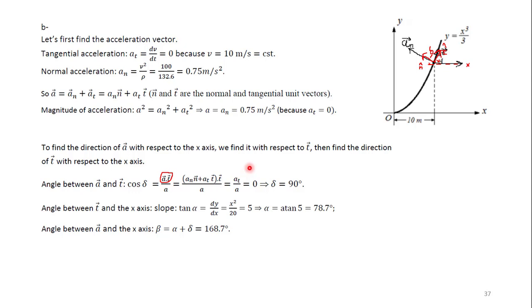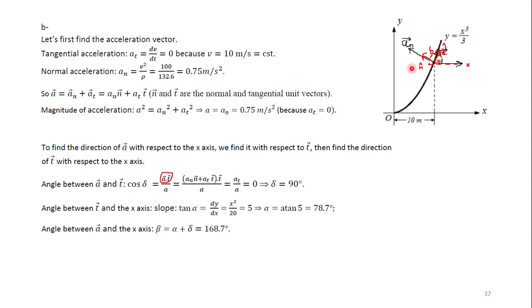Okay, at is 0. So cosine delta will be equal to 0. Therefore, delta will be equal to 90 degrees. Okay, so I will repeat the idea.